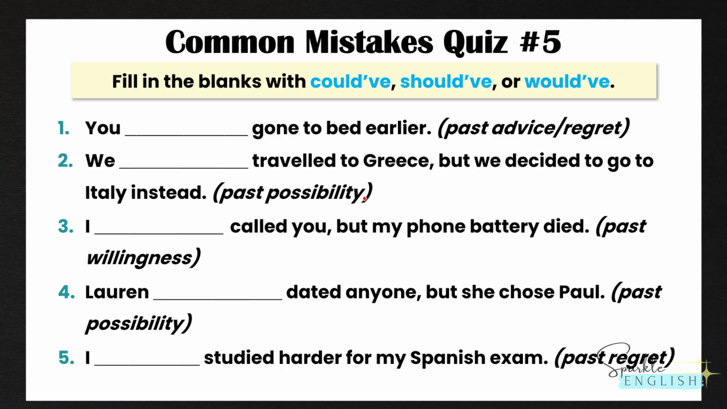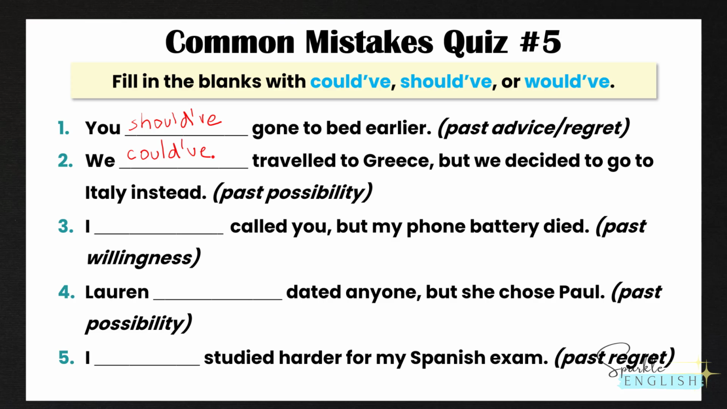Okay, so let's correct these together. Number 1, you should have gone to bed earlier. Remember, we use should have to express past advice or regret. Number 2, we could have traveled to Greece, but we decided to go to Italy instead. Could have we use for past possibility.